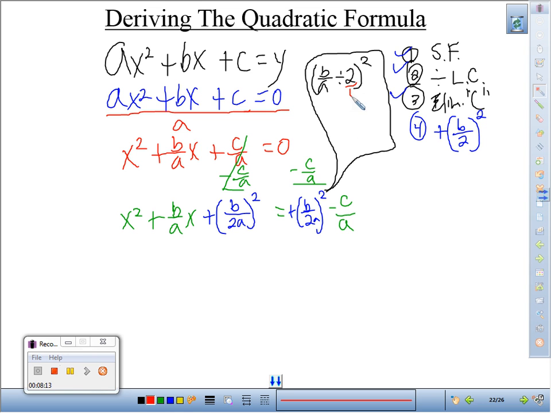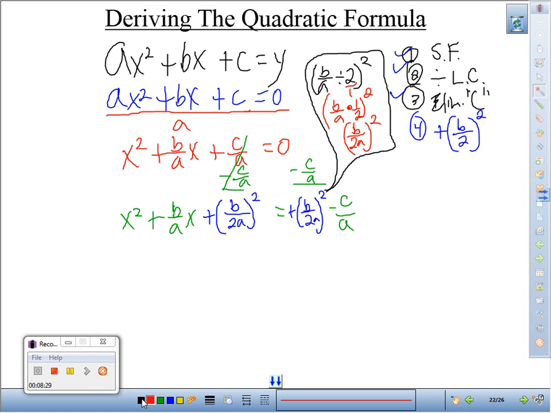From there, 2 becomes 2 over 1, so this is b over a times 1 over 2 squared. Is that correct? So what is b times 1? b. 2 times a, 2a, and all that to the second power, and that's how we get that. Write that down so that you have it as reference. I'm not going to require you to do this; it's just so that you know where this came from. Okay?